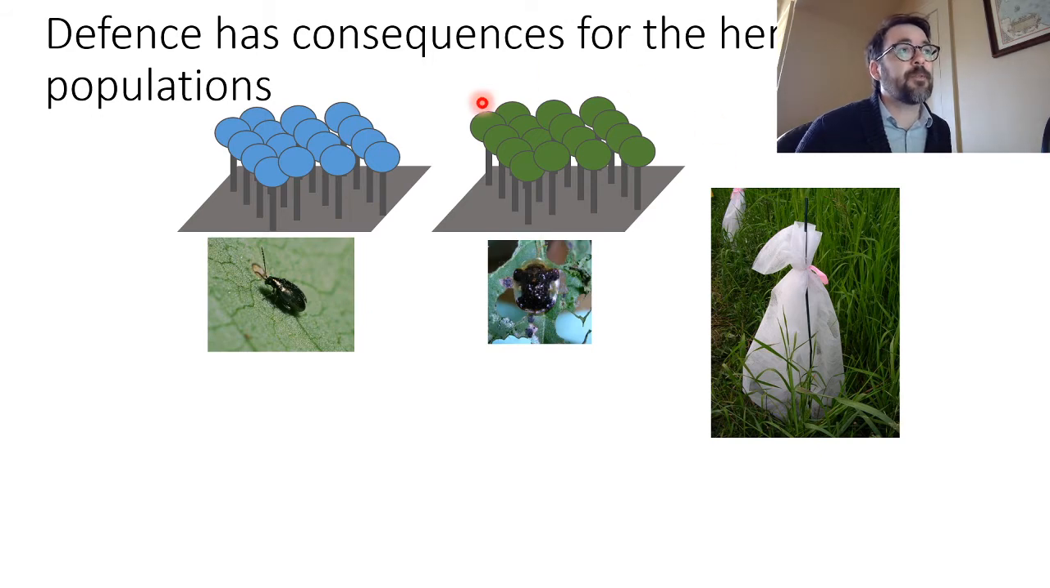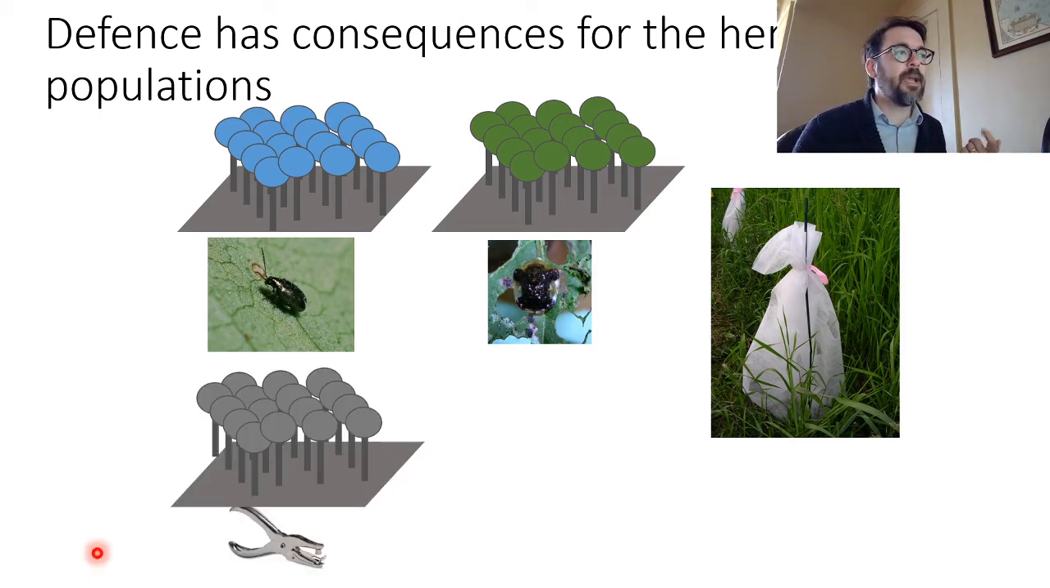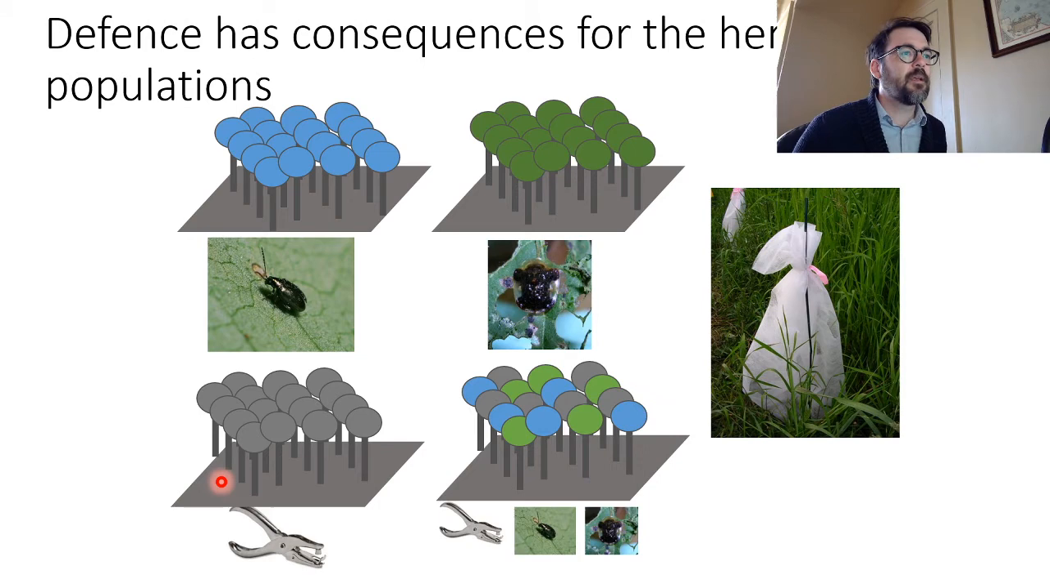We could do the same for the tortoise beetle. We tie up a population of plants where they all have the tortoise beetle defense and they can't turn it off. We could do the mechanical defense, which doesn't do anything. Or we can make mixed populations where some plants have nothing and some plants have flea beetle defenses and some plants have tortoise beetle defenses.